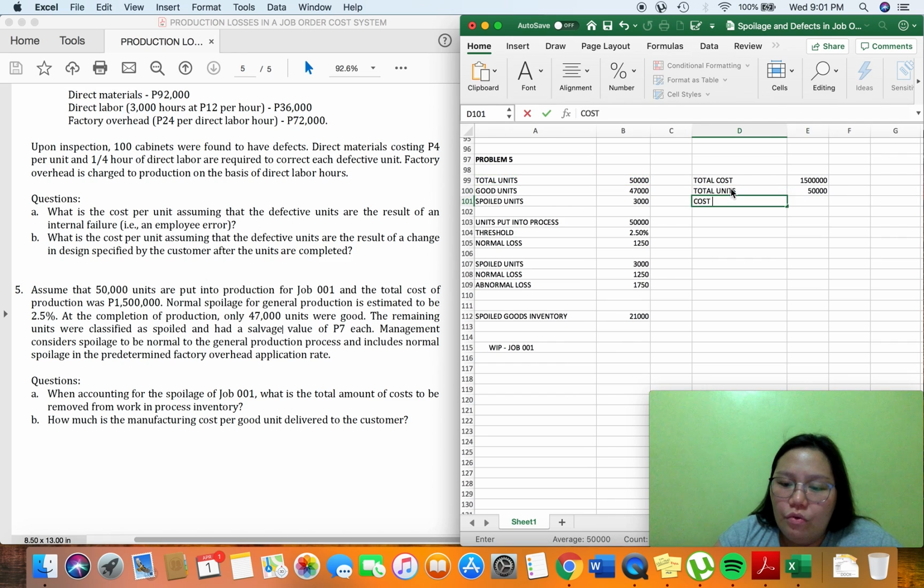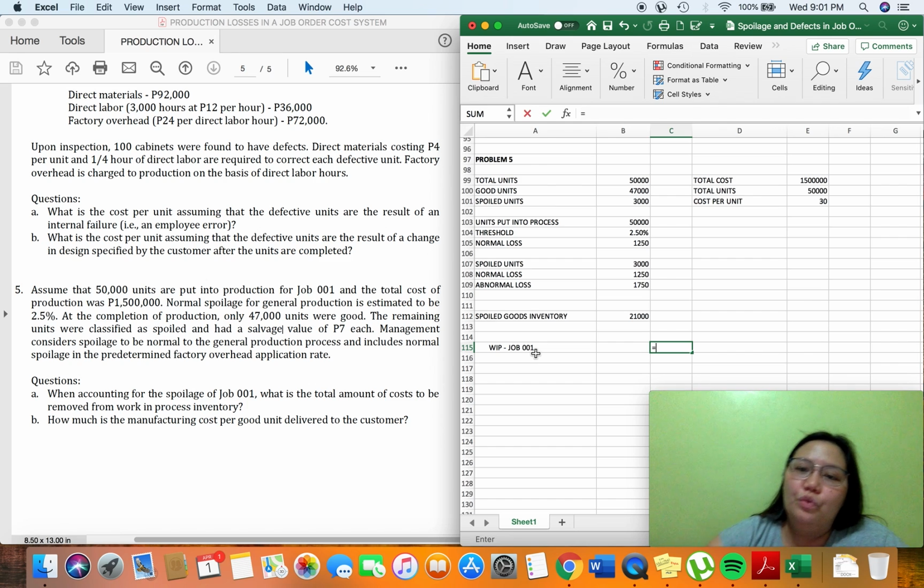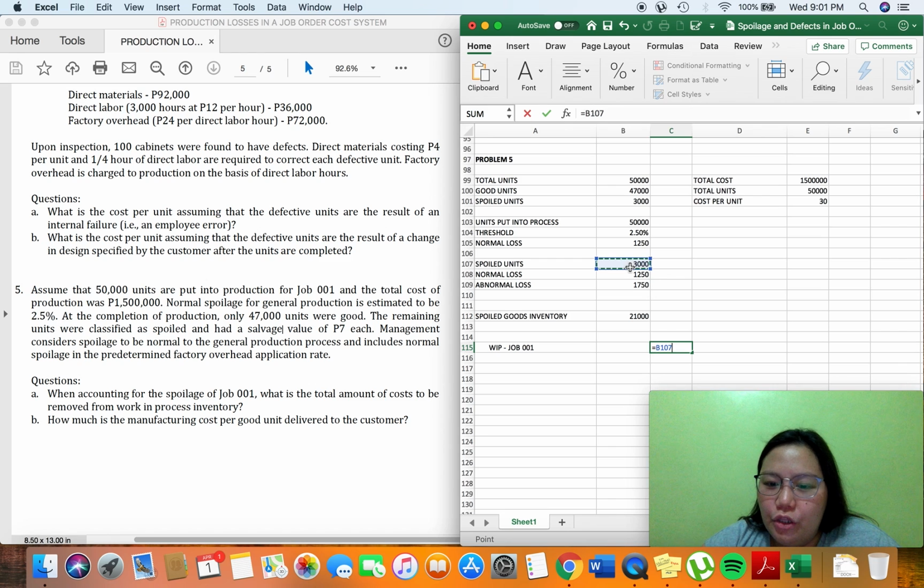So, ibig sabihin, yung cost per unit natin, we have 1.5 million divided by 50,000, we have a cost of 30 per unit. So, why did I compute for that? Kasi nga, diba, since the spoilage is caused by an internal failure, we have to remove the total cost of the spoiled goods inventory from the work in process subsidiary ledger. Hindi lang yung net realizable value yung tatanggalin natin. So, to compute, we have 3,000 spoiled units multiplied by 30 per unit and we'll get 90,000.